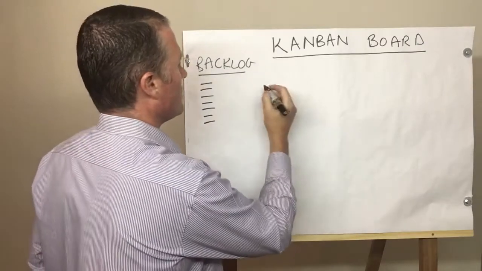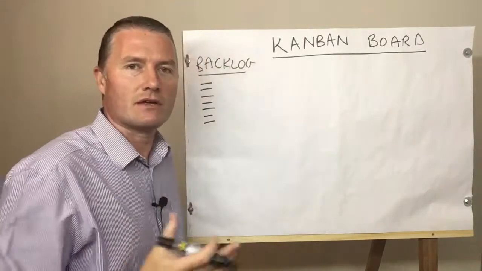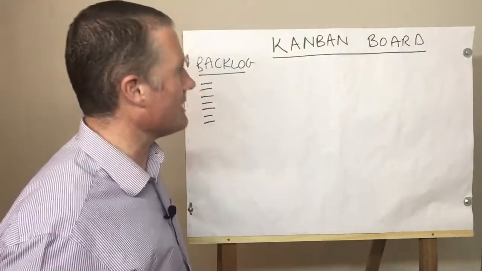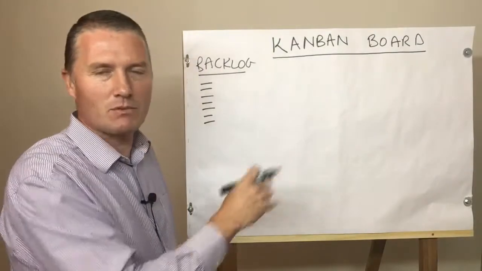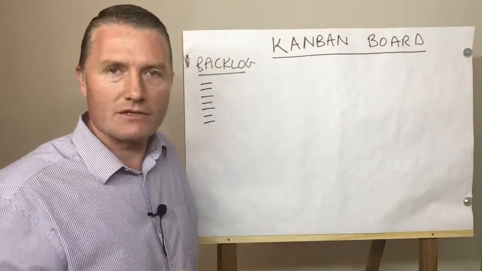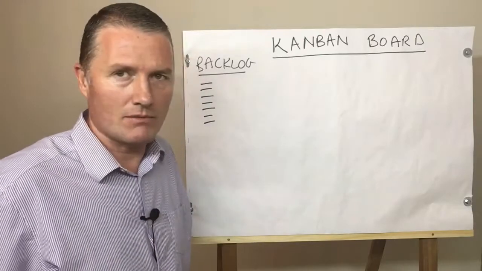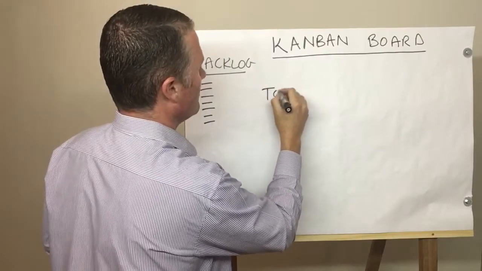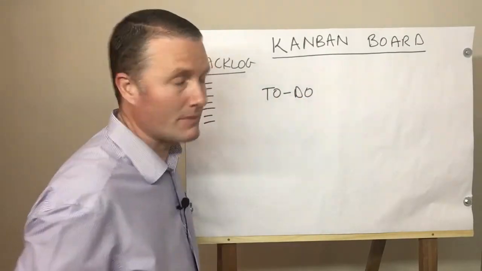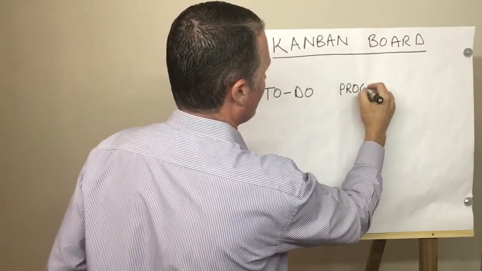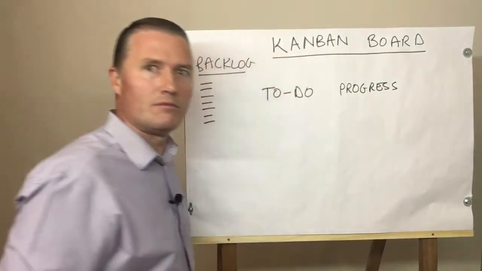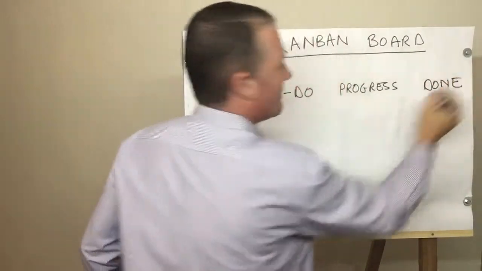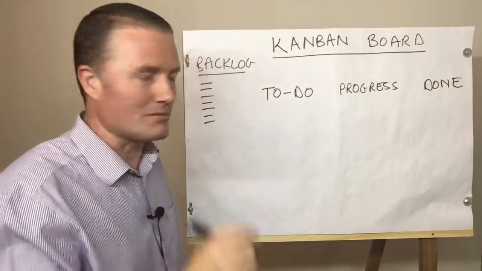Then you're going to have mainly 3 sections. I find Kanban boards with 3 sections are the simplest to understand, but a Kanban board can have many different sections and can get a little bit more complex depending on your needs. My advice to you would be, if you're just starting out with Kanban boards, just use 3 simple columns. And that is the to-do column, the progress column, and my favorite, the done column. Very simple.